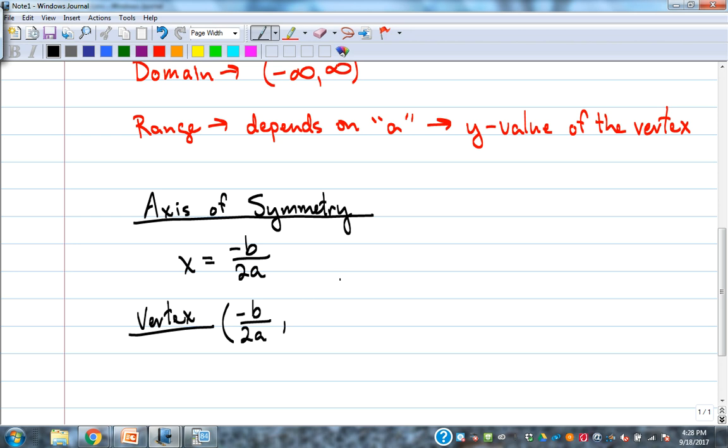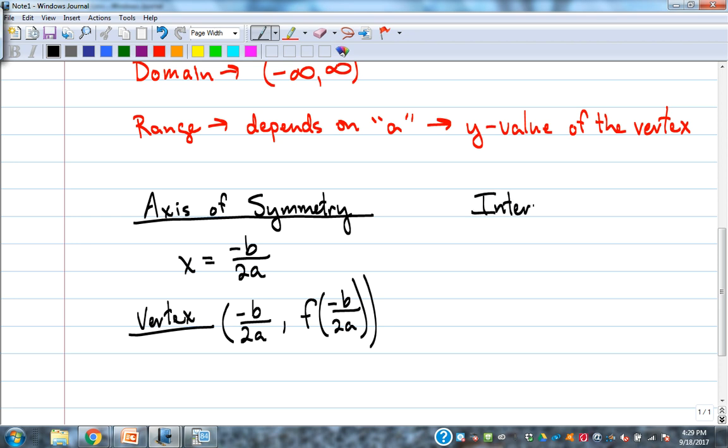And then to find the y value for the vertex, you just plug that number in for x and work it out. f of whatever negative b over 2a is. If negative b over 2a is the number 5, you plug 5 in for x and work it out. That gets you the y value for the vertex. The vertex is an ordered pair. The axis of symmetry is an equation, x equals negative b over 2a, whatever that ends up being as a number.